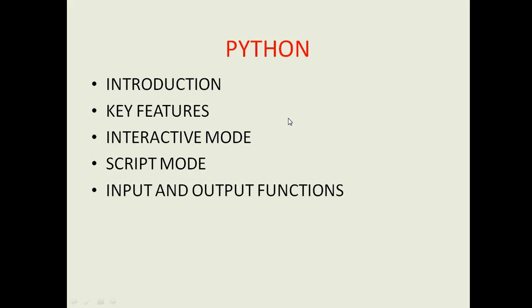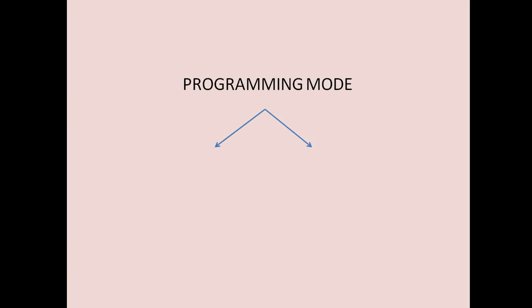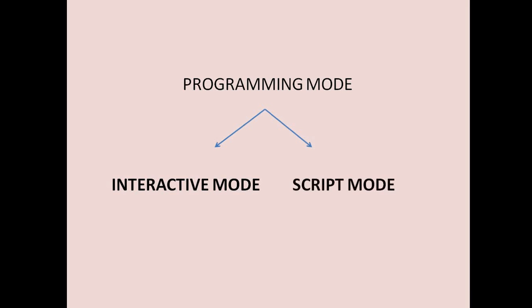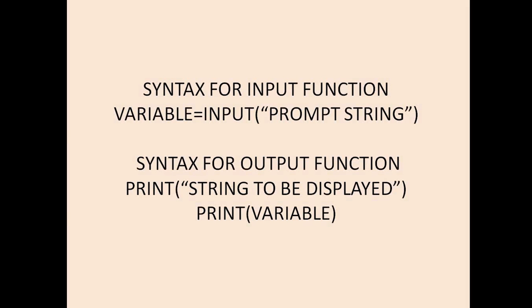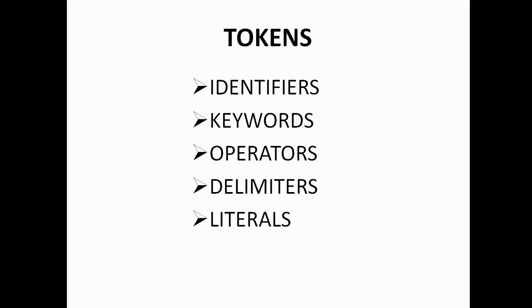In the last class, you learnt about Python, its key features, interactive mode and script mode, programming, and input and output functions. There are two modes, interactive mode and script mode. For getting the data from the user, you will be using the input function. For displaying the result, you will be using the print function.